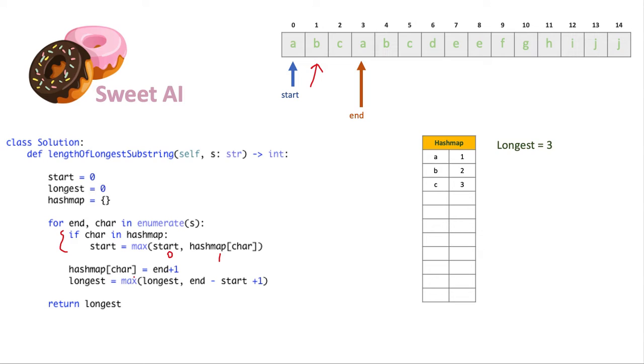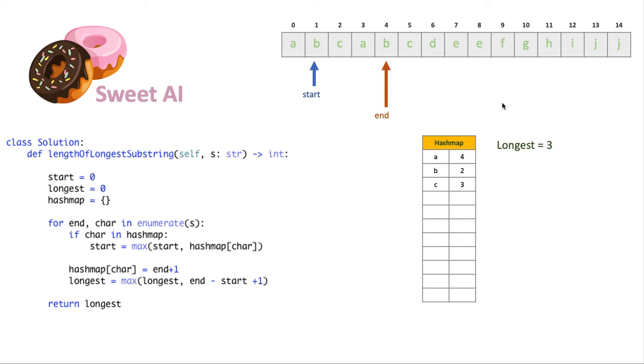And then what else are we going to do? We have to update the value for that character in the hash map as well. Before, A was 1, and now it's end, which is 3, plus 1. So this is going to be 4. The start is pointing here, so the max of 3 and 3 is 3. The length of the longest substring is still going to be 3.